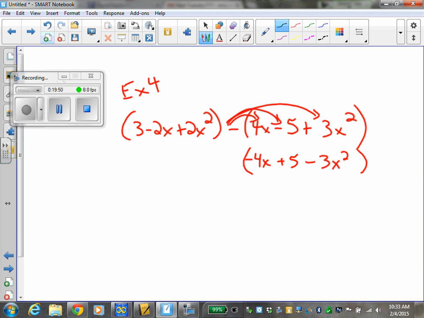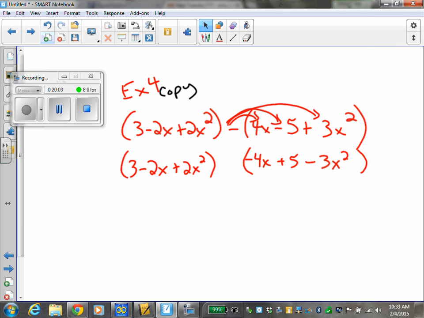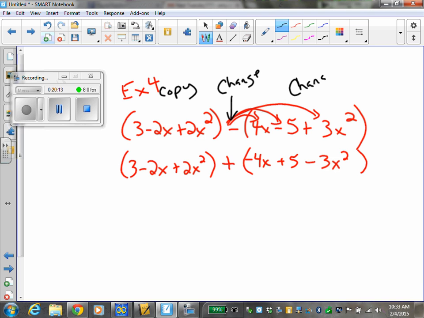And so those of you who have never heard of copy, change, change, here's what it is. You're going to copy the first part down. So we're going to copy this first trinomial down. Copy him. You are going to change the subtraction sign to an addition sign, and then we're going to change all the signs in our second trinomial.